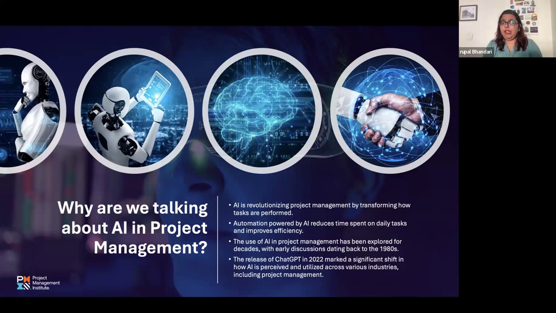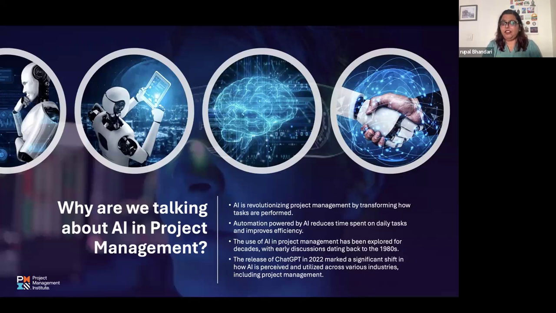AI has been explored in the space of project management for decades now. It's not new. The reason it sounds new is because suddenly we have ChatGPT and everyone is talking about ChatGPT. But use of AI in project management goes back to the 1980s, 1990s. There are documented use cases even from that far back.